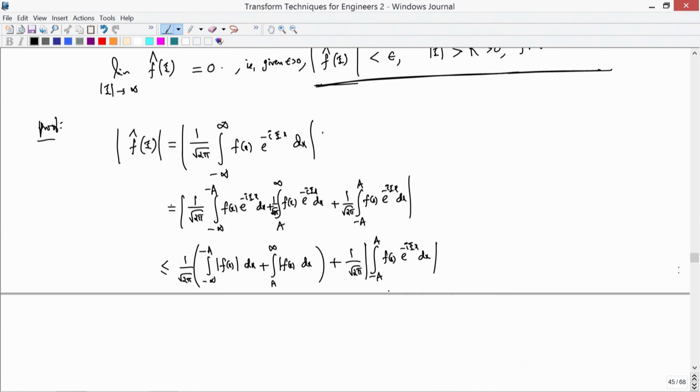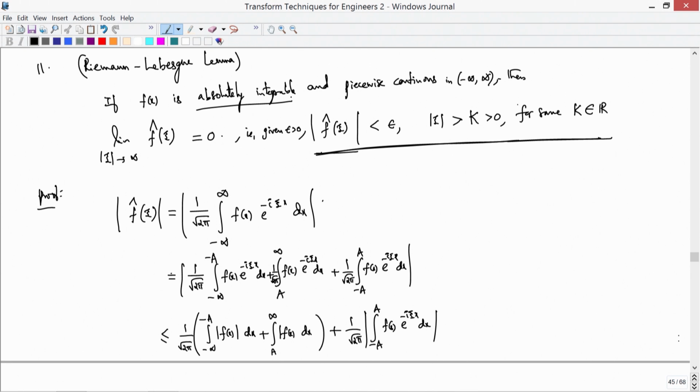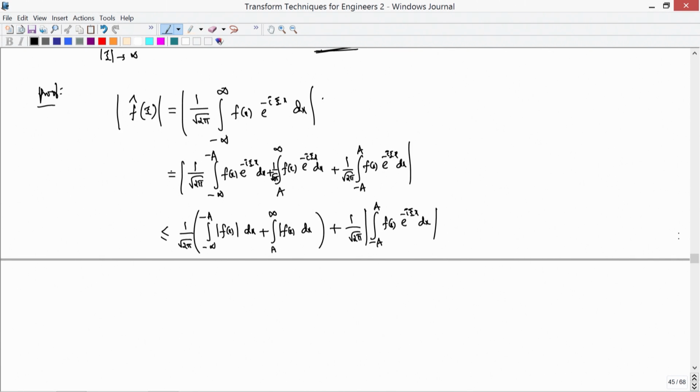So, we look at this one. I have to show that this part and this part together can be made less than epsilon. Because f is an absolutely integrable function, the integral from minus infinity to infinity of mod f x dx is finite, that is the meaning. This is actually equal to the limit as a goes to infinity of the integral from minus a to a of mod f x. This is the meaning of this improper integral.